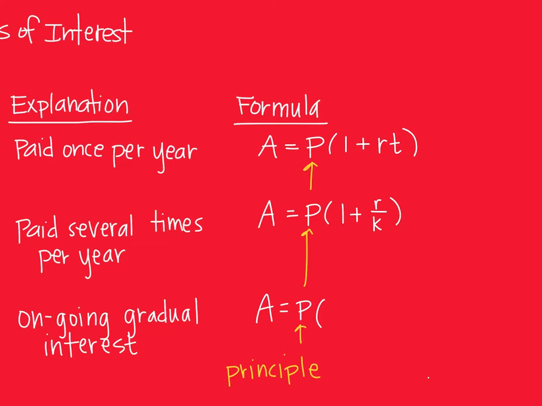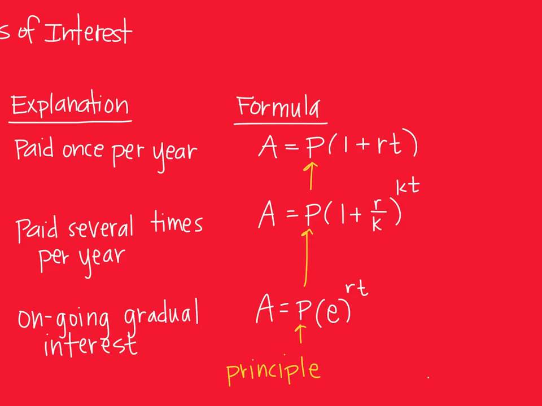After the parentheses, K shows up again in the power, and so does the time. So KT is part of the power. So K is actually twice, and that is when you are paid on an incremental basis. And then ongoing interest. This is the only one that uses the number E. And that's all that's in parentheses is the number E. And then RT is the power.